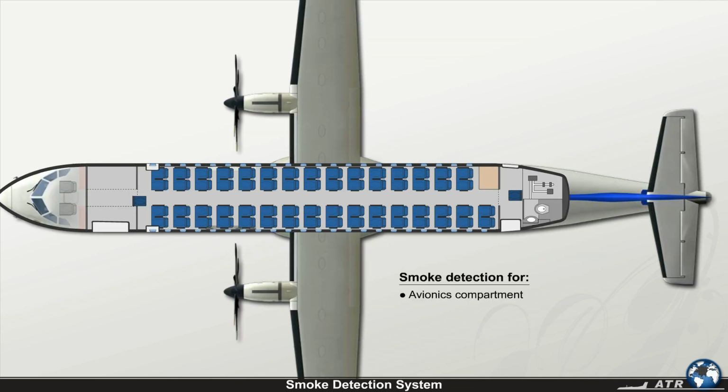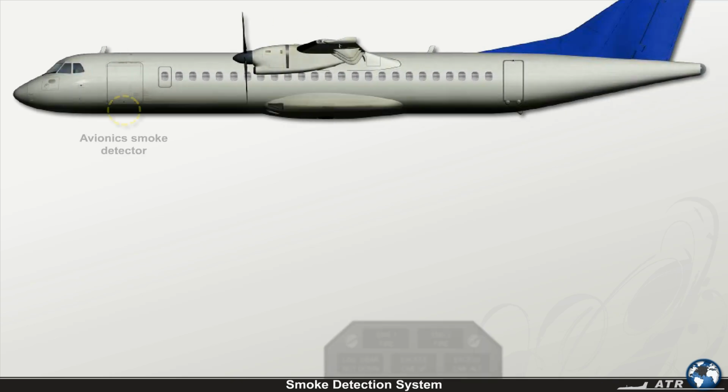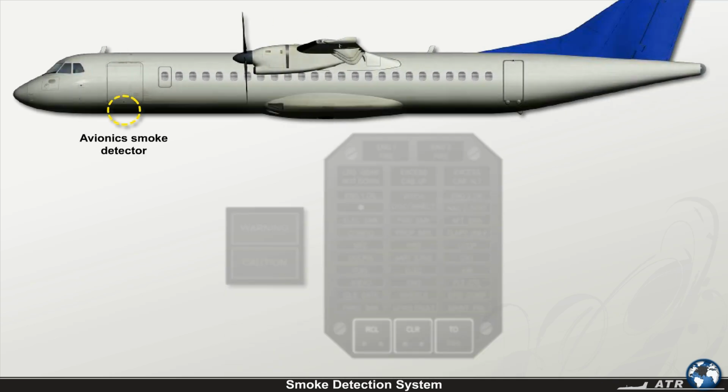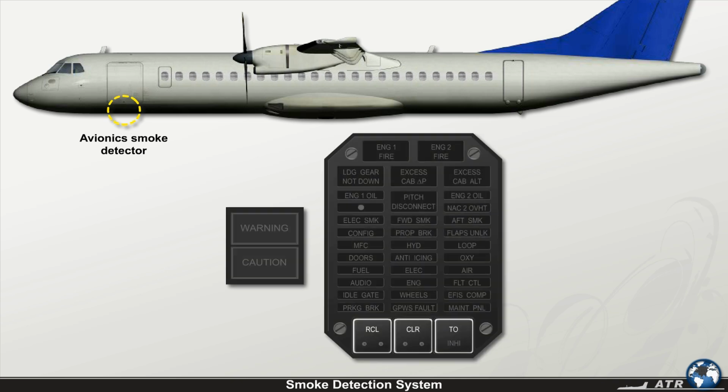Smoke detection for the avionics compartment, cargo compartment, and lavatory is achieved by smoke detectors which trigger the respective smoke warning. The avionics smoke detector, located in the avionics extract air duct, is linked to the CCAS and will trigger the appropriate warnings if smoke is detected between the avionics compartment and the extract fan.